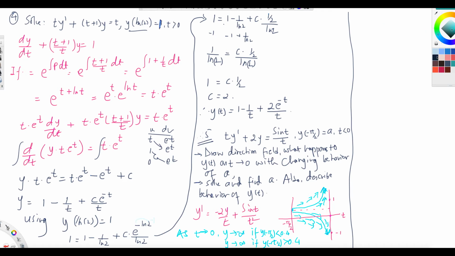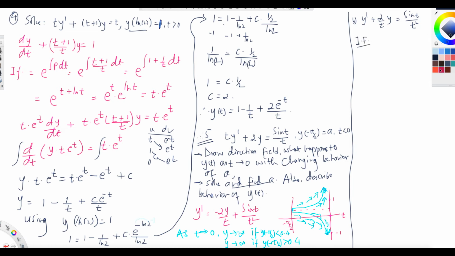The next thing we want to do is solve and find a. So how do I solve this? You need to write this in the linear form, right? That's part A. Now part B is y prime plus 2 over t y equals sine t over t square, right? That's what you get.